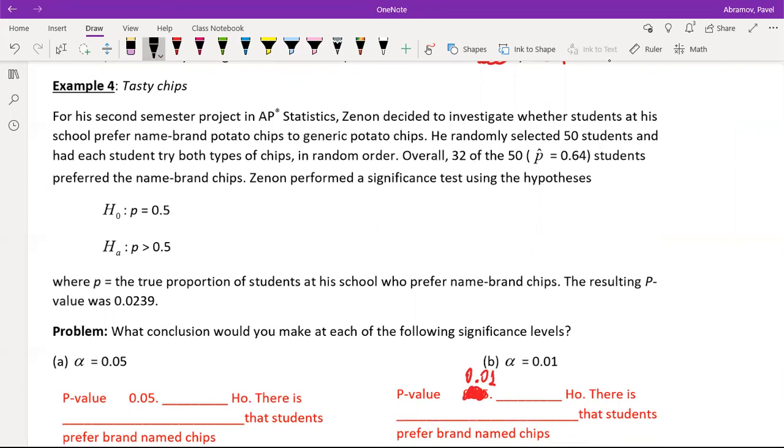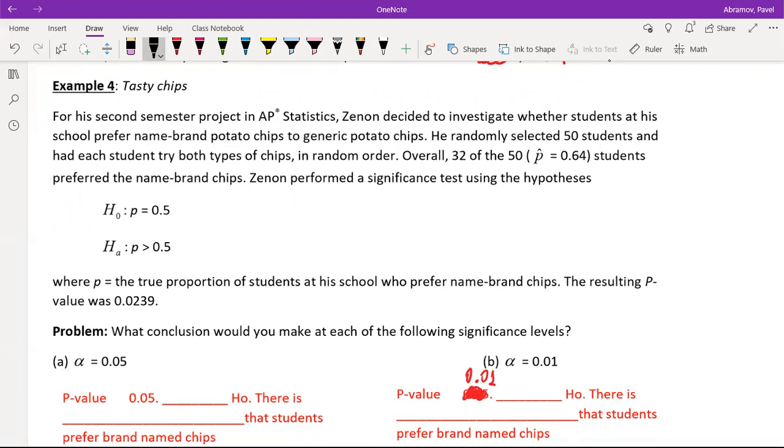So for his second semester project in AP statistics, Zenon decided to investigate whether students at his school prefer name brand potato chips or generic potato chips. He randomly selected 50 students and had each student try both types of chips in random order. Overall, 32 of the 50, or in other words, 64% of students preferred the name brand chips. He then performed the significance test using the hypothesis.